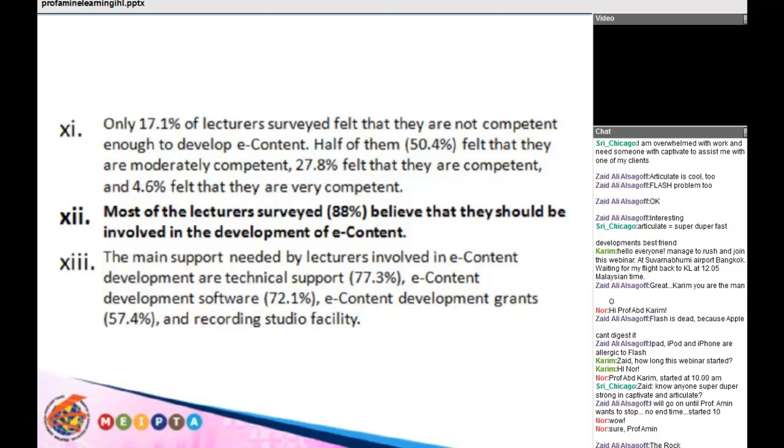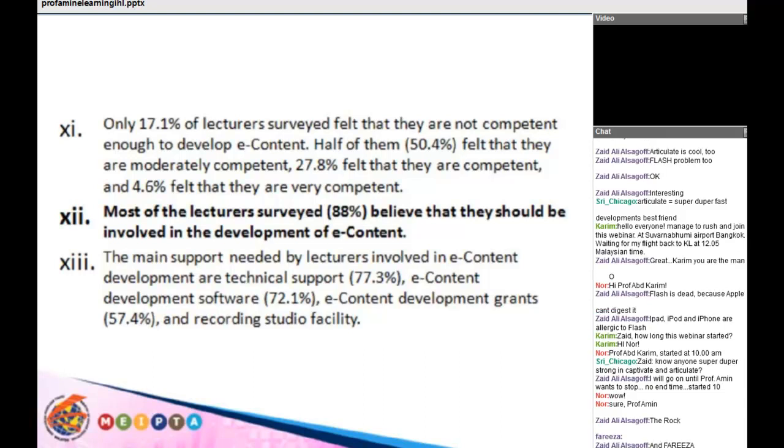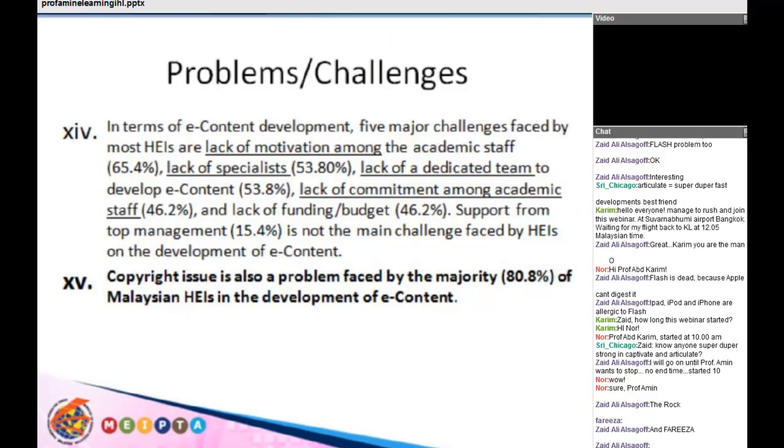I think as far as taking part is concerned, most lecturers say they're willing to take part in developing e-content. So I'm not sure whether we need a dedicated unit. My personal view is that if you provide lecturers with the right, appropriate tools, they should be able to create their own content. And I think lecturers are the best people to create e-content.